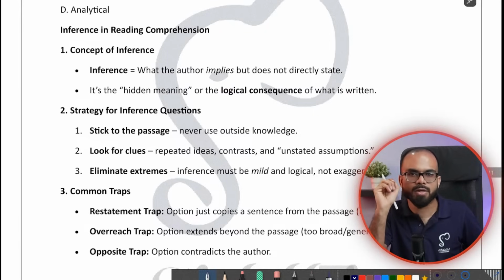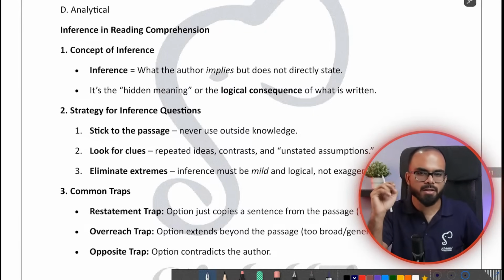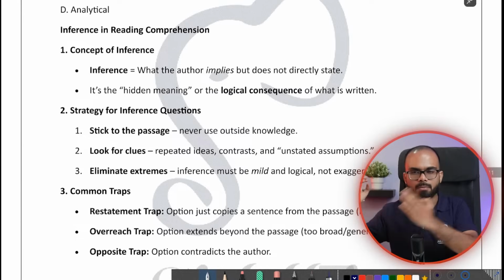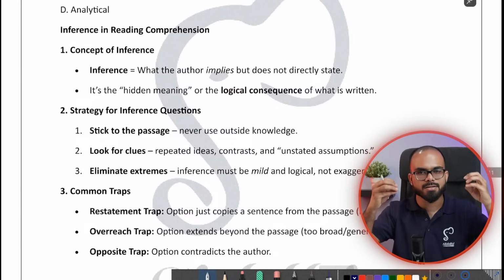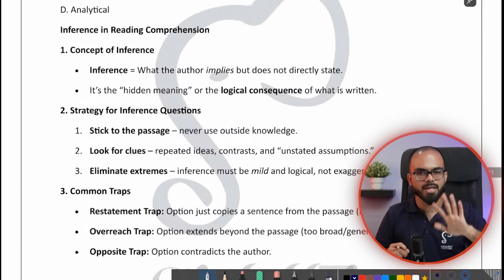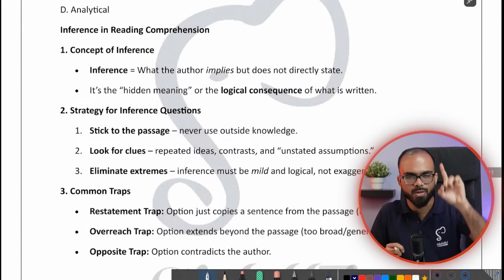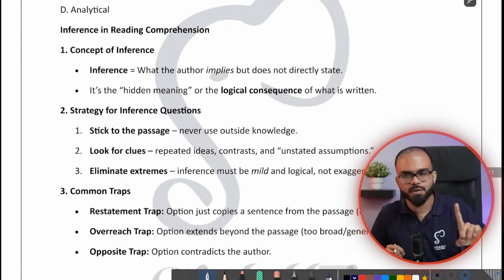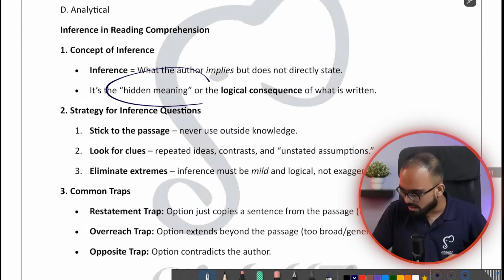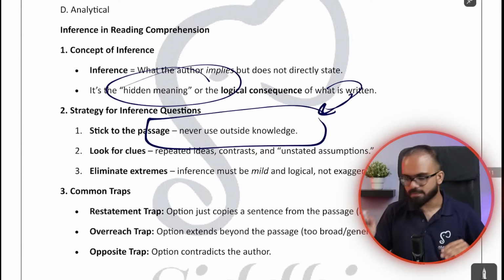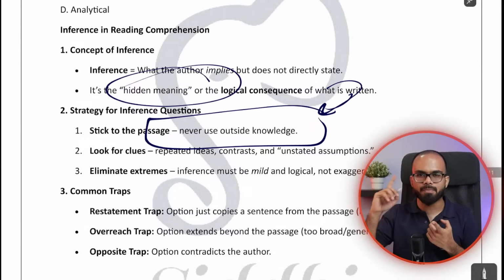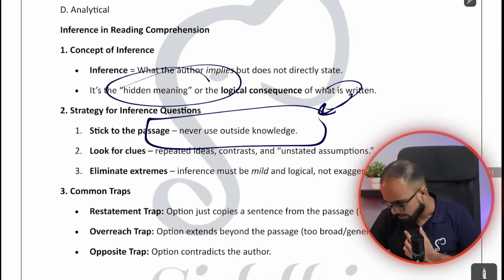So, when you are doing inferences, please make sure you keep your knowledge of the topic, your awareness of the topic in a safe place, and you look only at the content that is given in the RC, and based on that, you need to draw the inferences. If you can take care of this, majority of your problem is solved. So, inference is the hidden meaning, and never use the outside knowledge. Okay, and you look at the repeated ideas. I will show that with the help of an example.